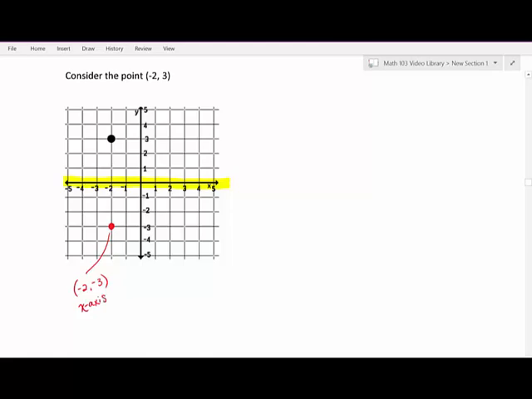Now take a look at the coordinates of this point compared to our original point. Notice that the y-coordinate has changed signs. So when we have x-axis symmetry, the y-coordinate changes sign.